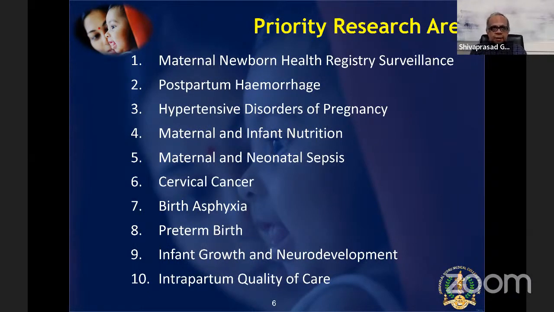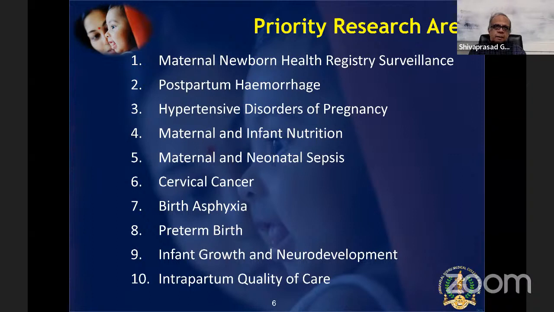And over the last 20 years, we have implemented a number of protocols addressing some of these common causes of mortality and morbidity among the mothers, as well as some protocols aimed at improving the quality of care at delivery and the postpartum period. So whether it's postpartum hemorrhage or hypertensive disorders of pregnancy or maternal and infant nutrition, sepsis, birth asphyxia, preterm birth, growth and neurodevelopment of the infants, and also some work related to cervical cancer.